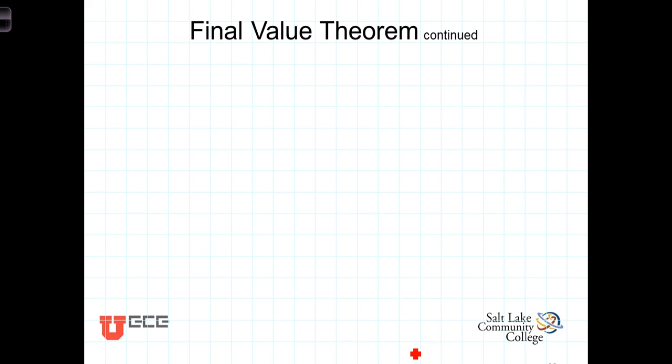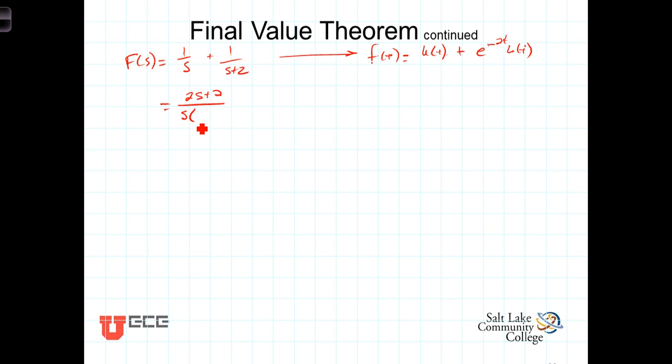Let's do a quick example to demonstrate. Let's use F(s) equal to 1 over s plus 1 over s plus 2, which we know now corresponds to an f(t) equaling u(t) plus e to the minus 2t u(t). Let's clean this left-hand side up just a little bit. We have then that this is equal to s plus 2 plus s, or 2s plus 2 in the numerator, over the common denominator of s times s plus 2.